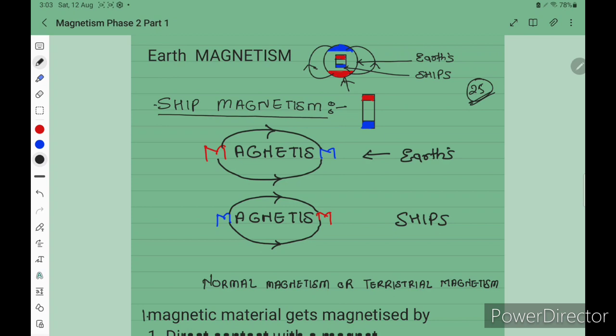The difficulty is in Part A: the gyro, radar plotting, and magnetism. Why is it difficult? Because most people don't understand it. They want to mug up this magnetism. So today my topic is magnetism, and we have to understand what magnetism is. It's very simple, and once you understand the concept of magnetism, you can solve any type of question coming in the paper.